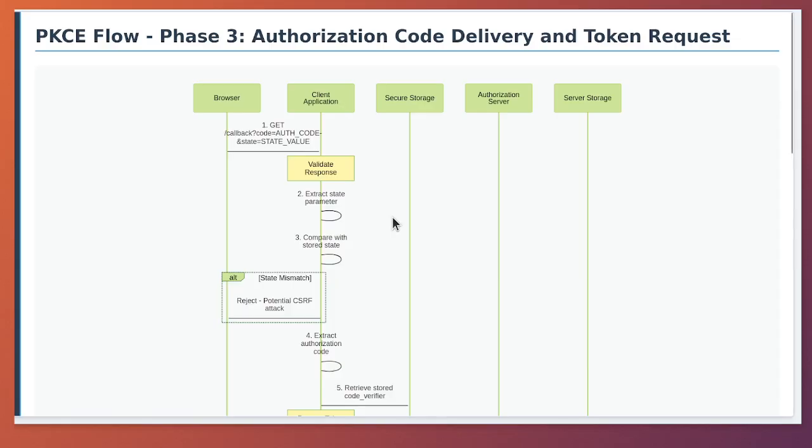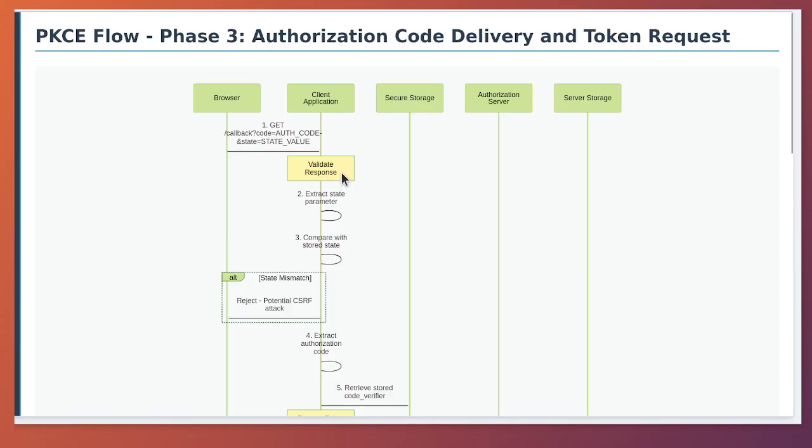After the user has successfully authenticated and consented, and the authorization server has generated and stored the authorization code with its associated code challenge, the server needs to return this code to the client application. This is done through an HTTP redirect. The authorization server constructs a redirect URL using the redirect URI that was provided in the authorization request. It adds the authorization code as a query parameter named code. It also includes the state parameter that the client provided in the original request, allowing the client to verify this is a legitimate response to a request it initiated.